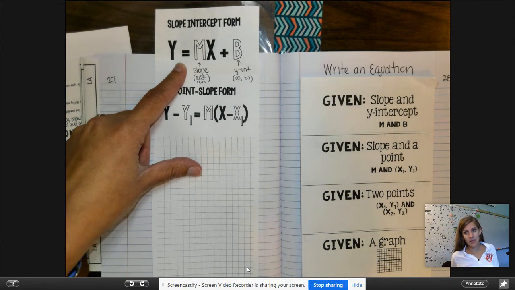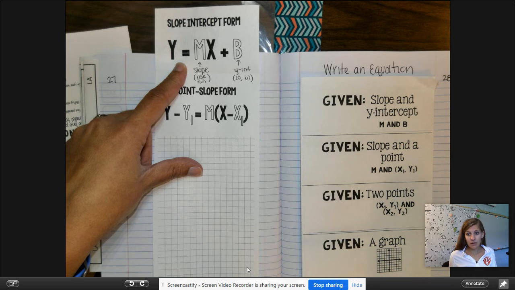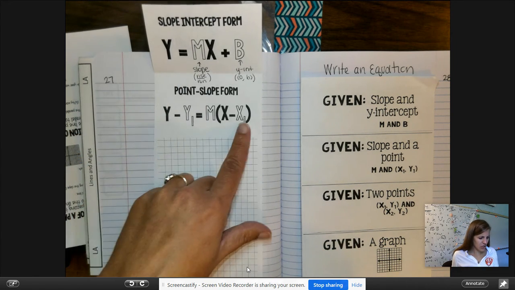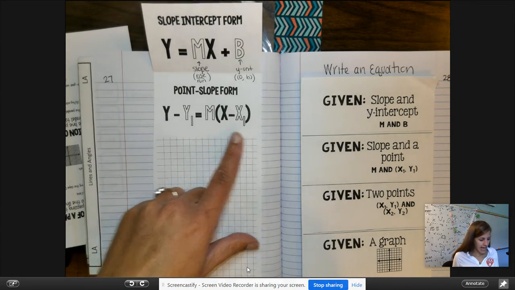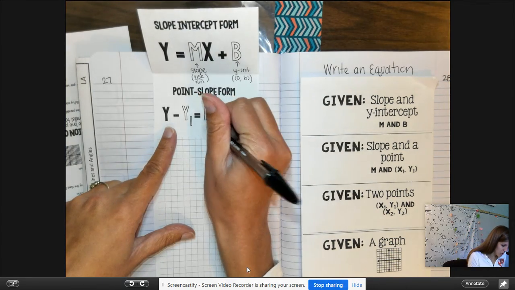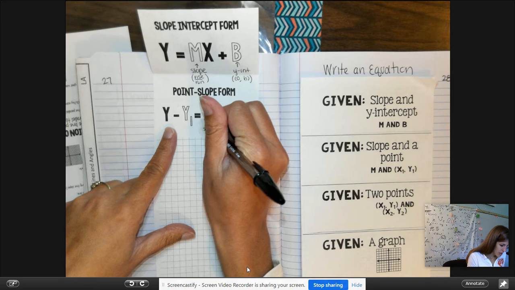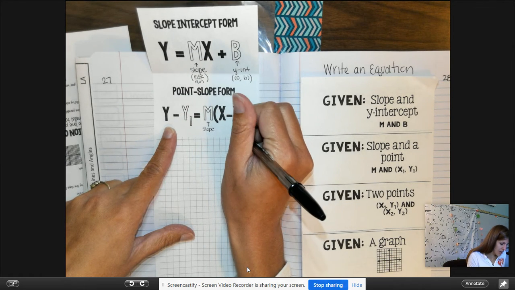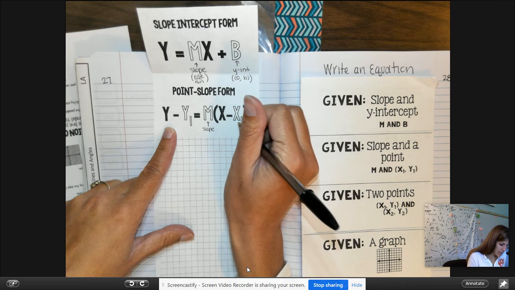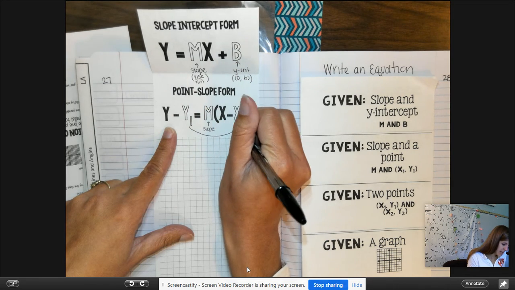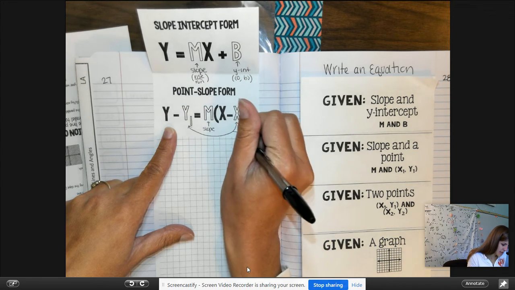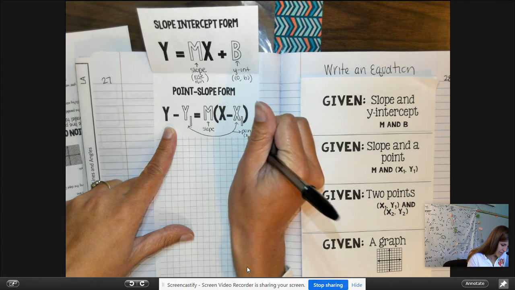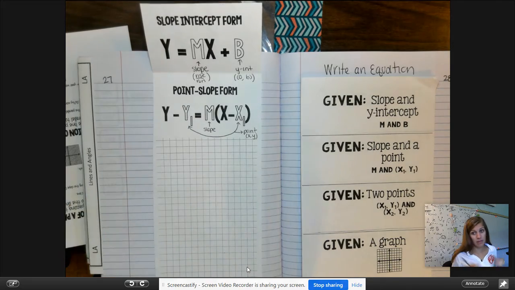Another way, equally viable, sometimes more so, is point-slope form, which looks like this, where m is still your slope, and this x1, y1 thing, those are your x and y values of a point. So this guy here, that guy there, are any old random point on the line, so x comma y, any point.